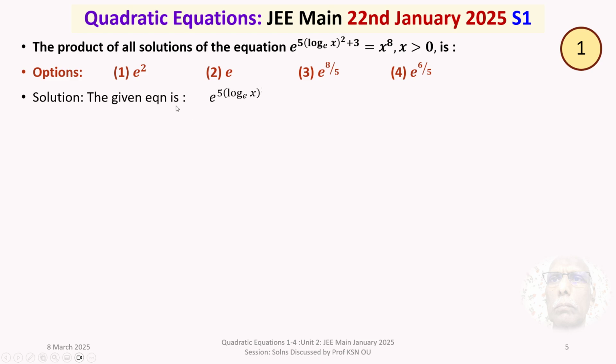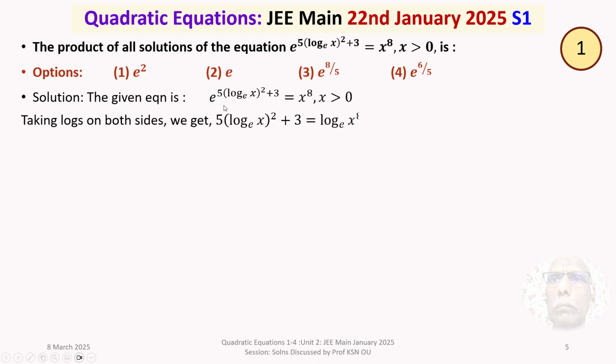We are given the above equation, where x greater than 0. We take the logarithms on both sides to the base e. Then you will get 5 times (log x to the base e) whole square plus 3 multiplied by log e to the base e, which is 1, is equal to log of x to the power of 8 to the base e. This is 8 times log of x to the base e.